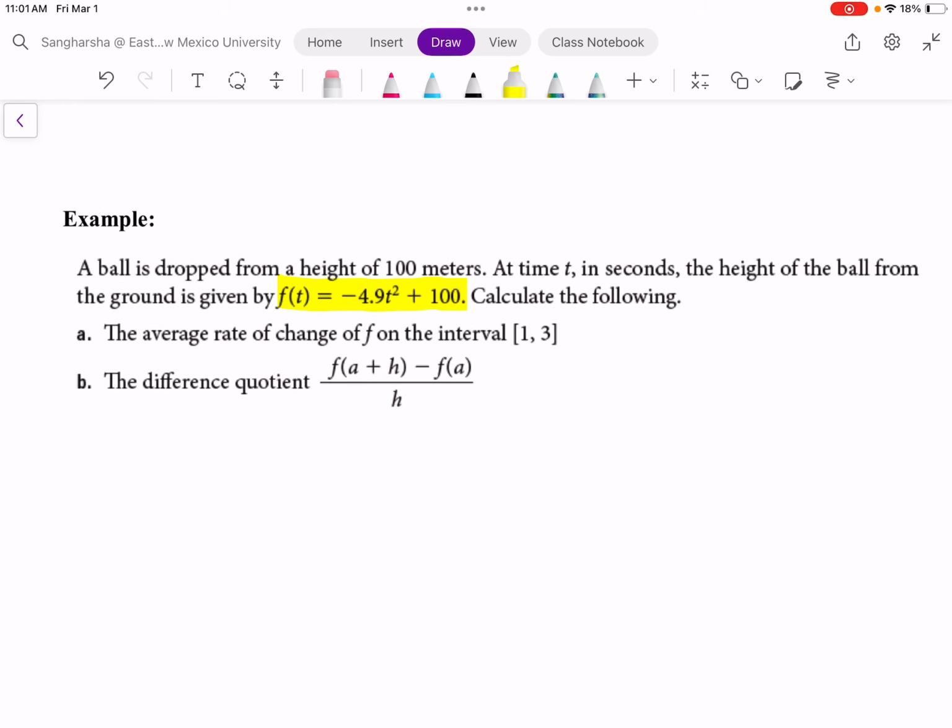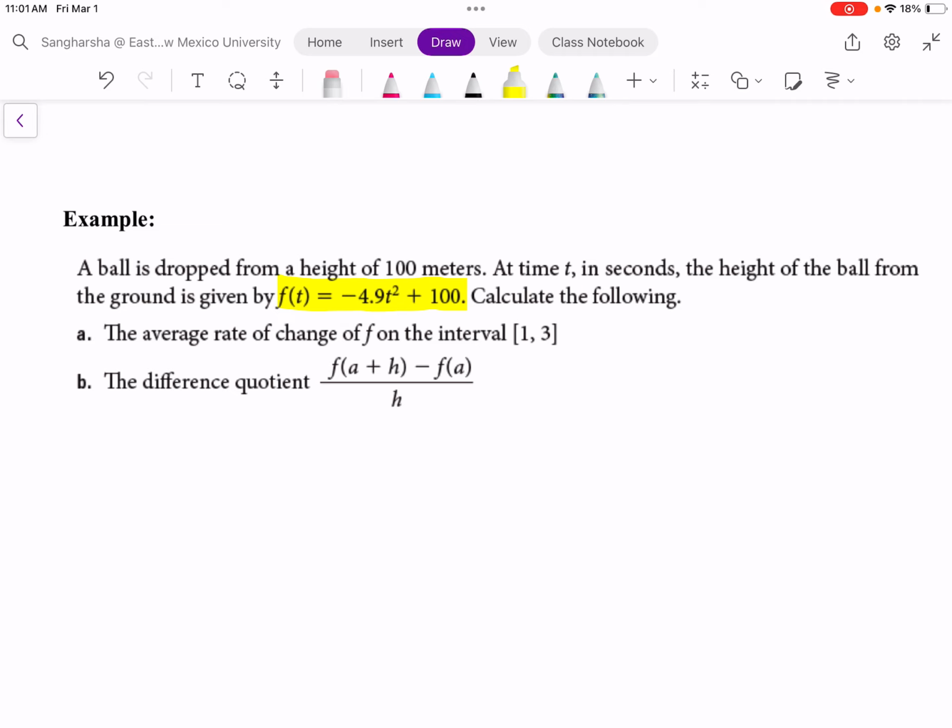If we want to find the height of the ball at 0 seconds, what would the height be? It's 100, right? You substitute t equals 0, and we get 100. So we have a ball at 100 feet. We drop the ball.